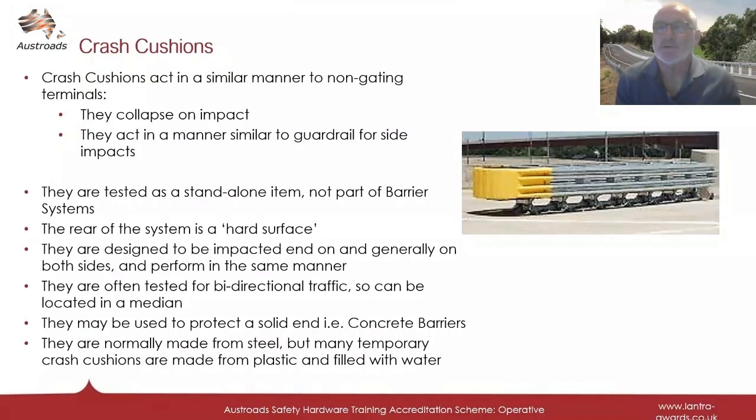Moving on to crash cushions. Crash cushions act in a similar manner to non-gating terminals. They collapse on impact. However, they act in a manner similar to guardrail for side impacts. They are tested as a standalone item, not part of a barrier system. The rear of the system is a hard surface. They are designed to be impacted end on and generally on both sides and perform in the same manner. They are often tested for bidirectional traffic, so can be located in a median.